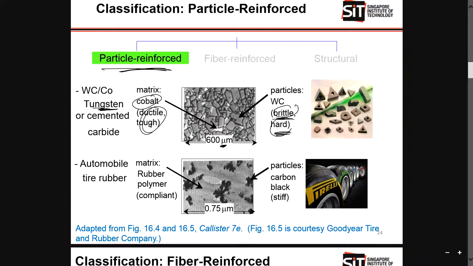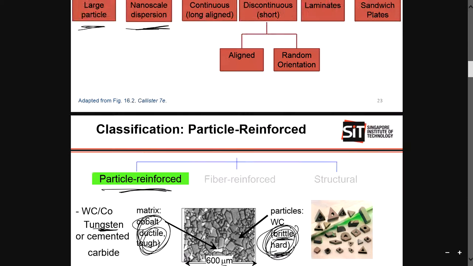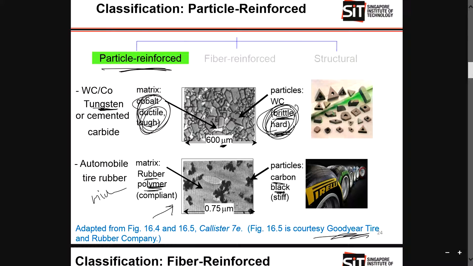As for over here, this is for the rubber or your tire. As you can see, it's a Goodyear tire and rubber company, like Michelin. But anyway, these are your carbon black, which is stiff, while these are your rubber polymer, things like that. You may want to just take note of it. So this is your particle reinforcement. I don't think you need to memorize. The key thing to take away is that you mix different properties all together at once into a bowl, while the other methods are all individually by themselves.